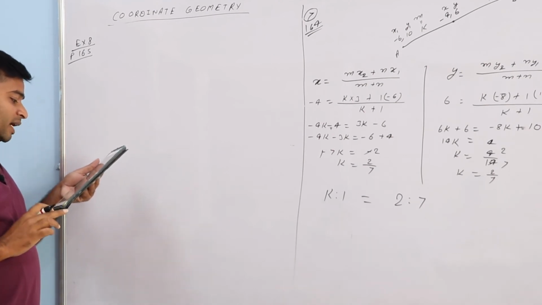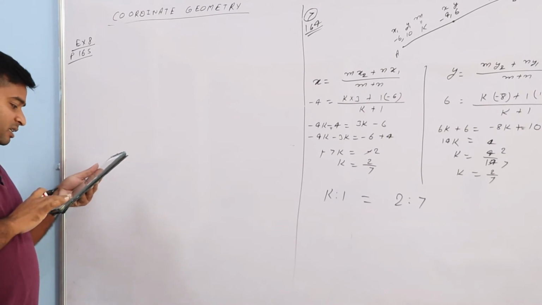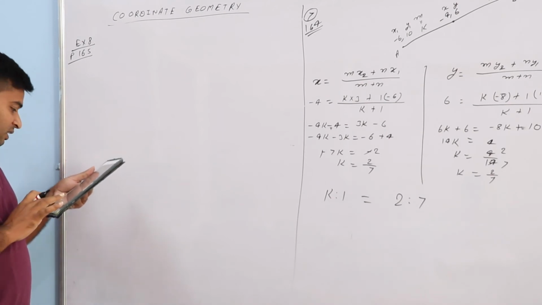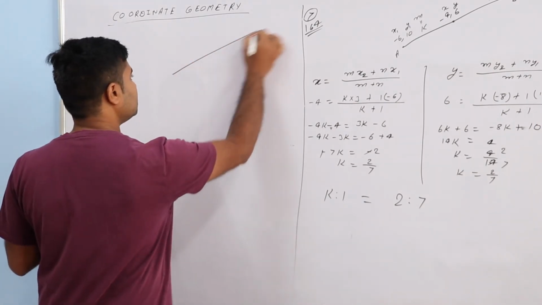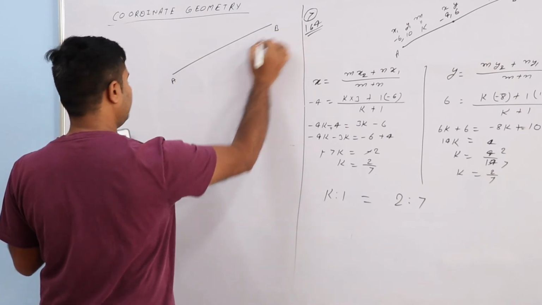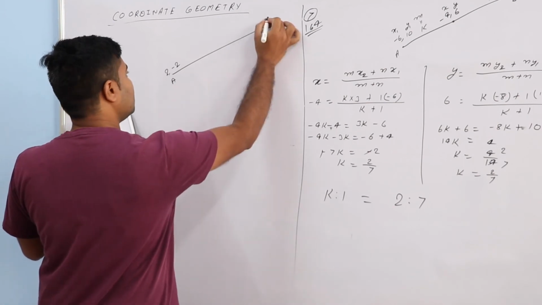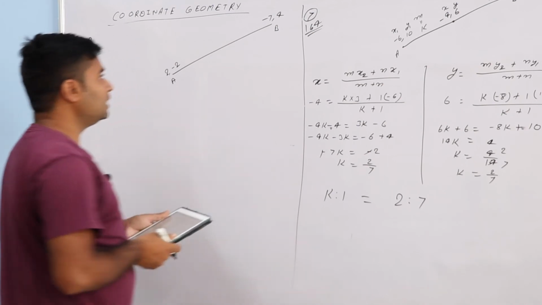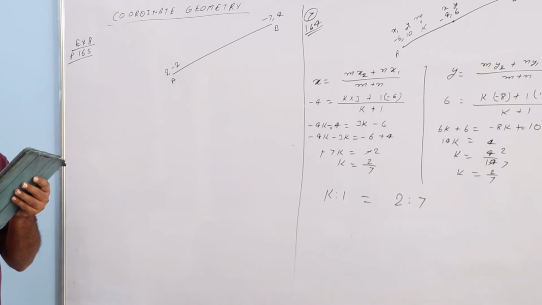Now read the question. Find the coordinates of the points of trisection of the line segment joining the points A(2, minus 2) and B(minus 7, 4). Trisection means dividing into 3 equal parts.